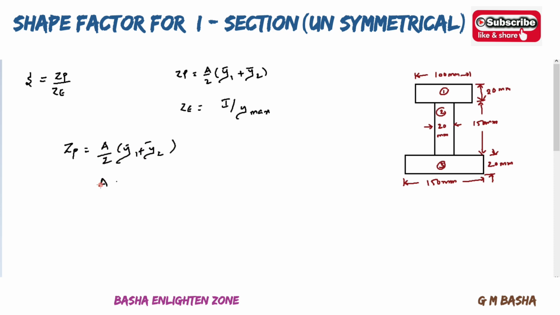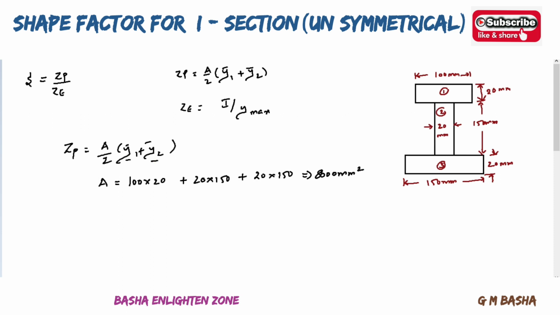So what is this area? A will be equal to the first section 100 into 20, second section 20 into 150, third section 20 into 150 again. If you simplify, how much will you get? The area of this I section overall will be equal to 8000 mm square. And again we want to find y1 bar and y2 bar.